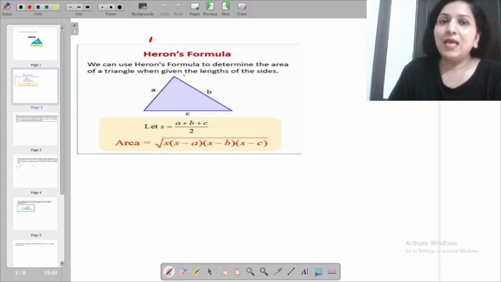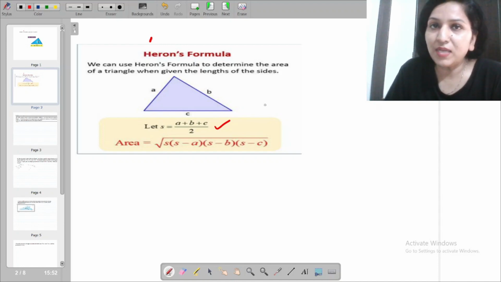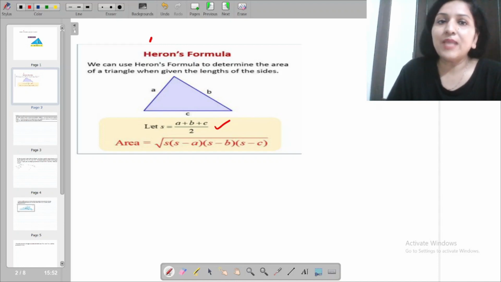Have a look here. Heron's formula says if there is a triangle where the lengths of the three sides are A, B and C, you can see here in the picture, you need to calculate the semi-perimeter first. Semi-perimeter means add all the three sides A, B and C and divide it by 2. That is known as semi-perimeter, which is denoted by the small s.